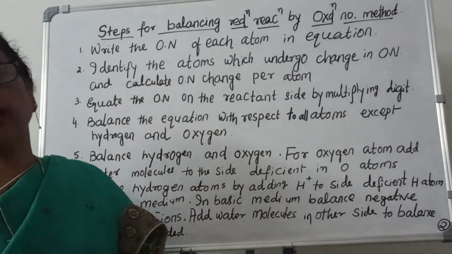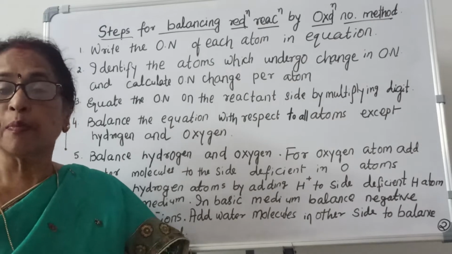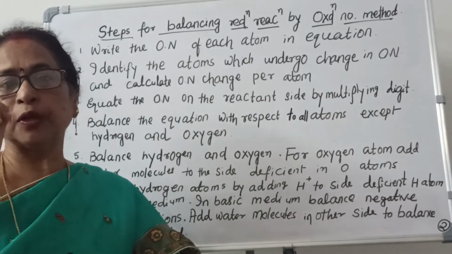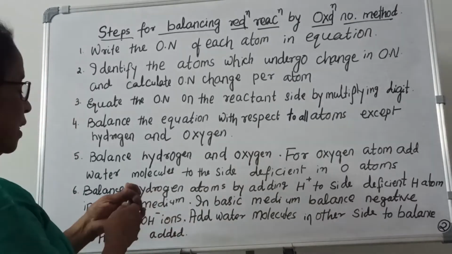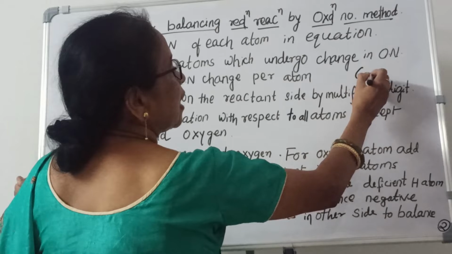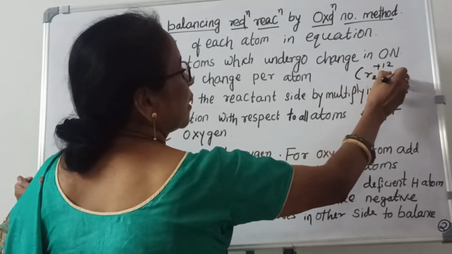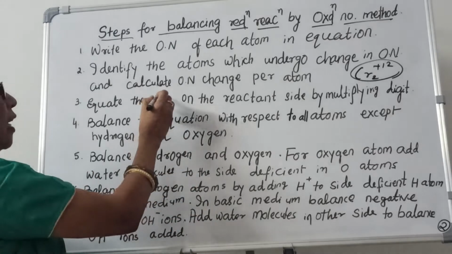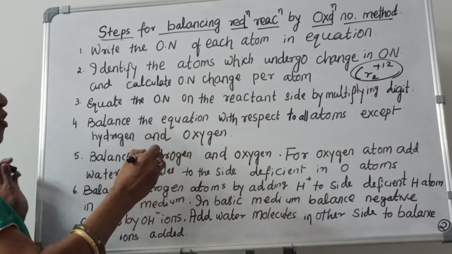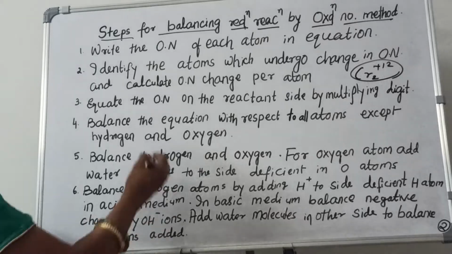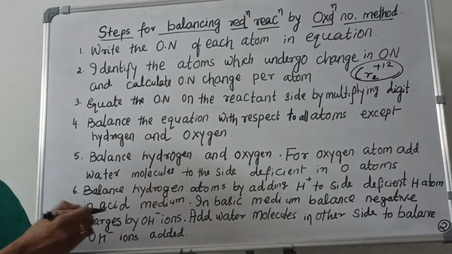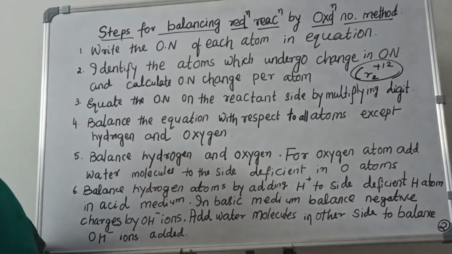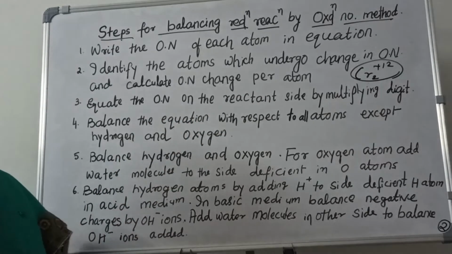Also calculate the oxidation number change per atom. What does per atom mean? Suppose for Cr2 the oxidation number is plus 12. Then for each chromium it is plus 6. Similarly, calculate the oxidation number change per atom. In this example, per chromium it is plus 6, and that is what we will calculate.